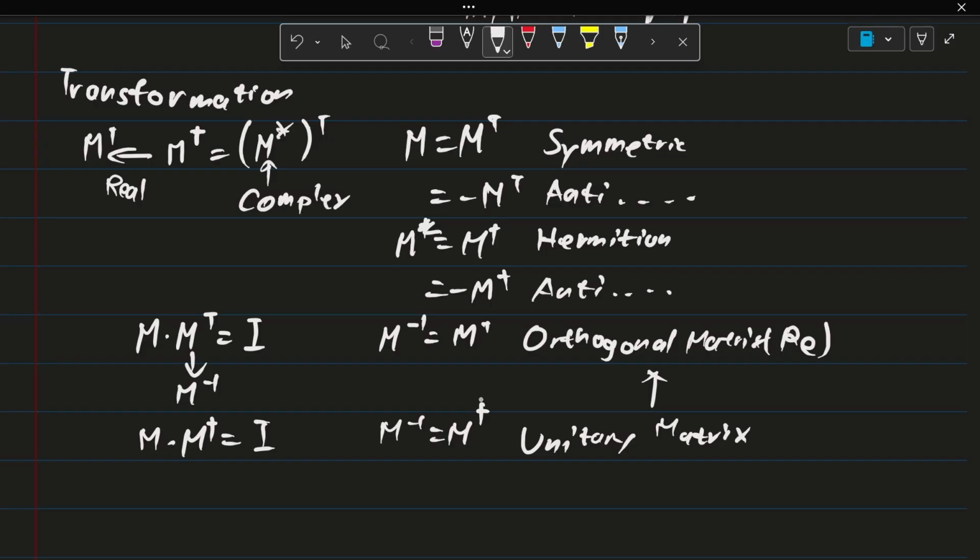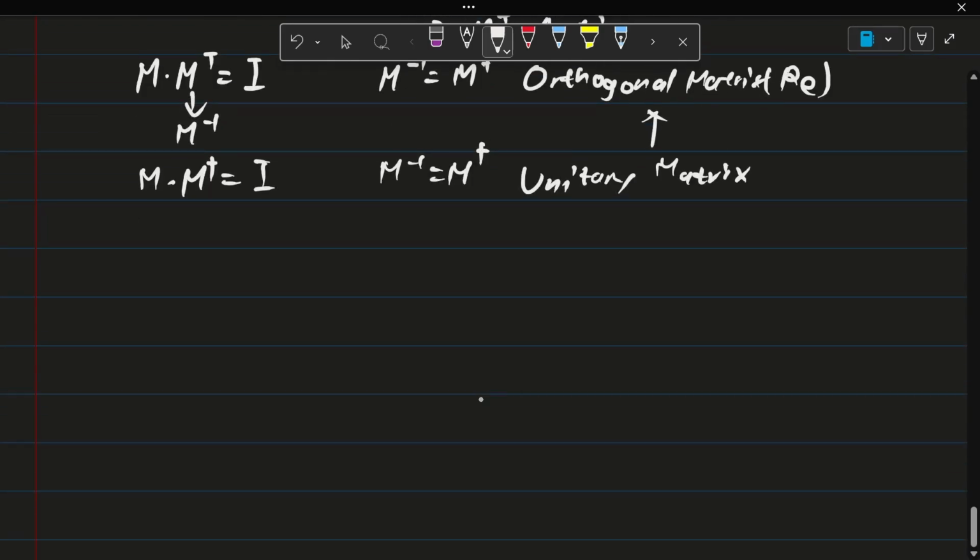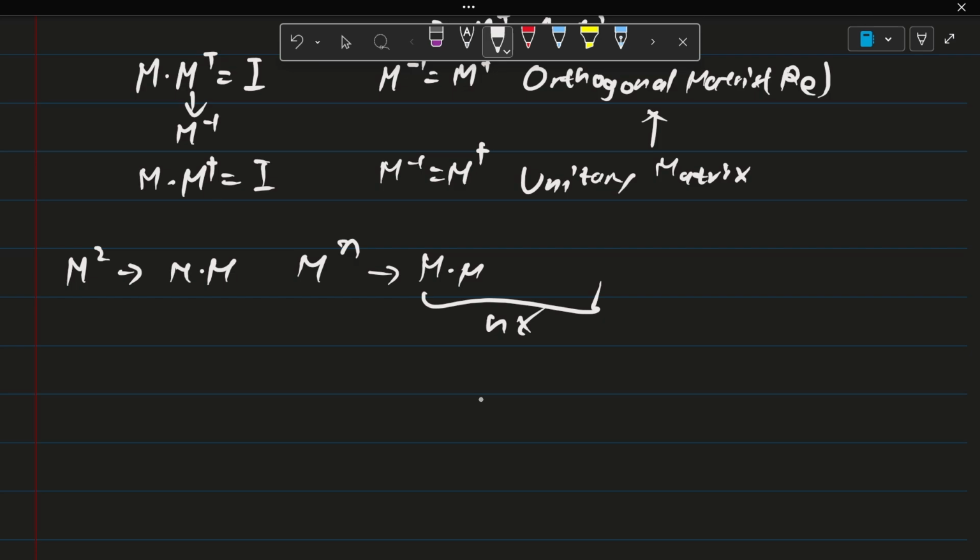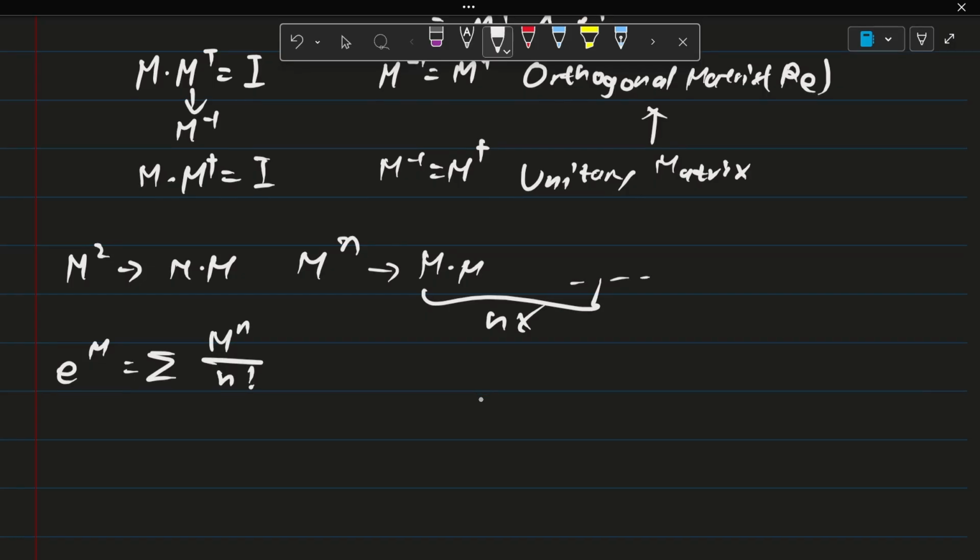You could also do operations with matrices. Something like m squared corresponds to m times m. M to the power of n would literally correspond to m times m, n times, and so on. You could also do the exponential of m, which is already defined from the Taylor series to be the sum of m to the power of n over n factorial. But this is something that I want you to keep in mind.